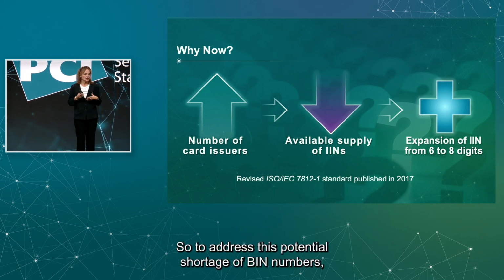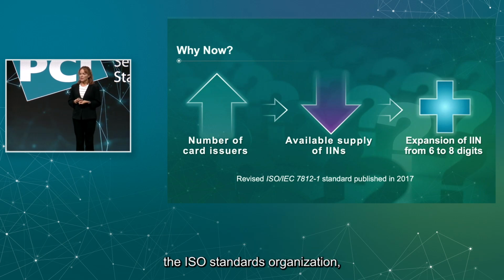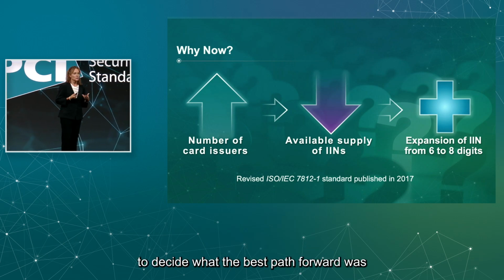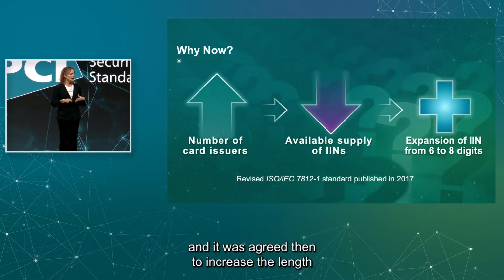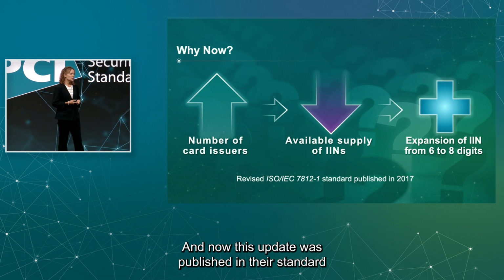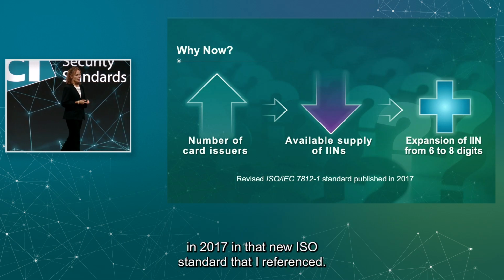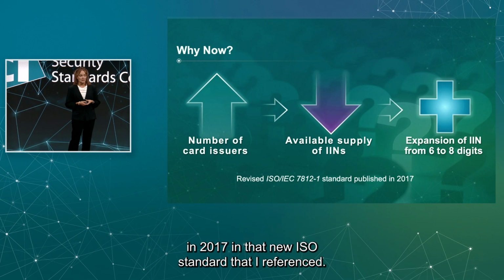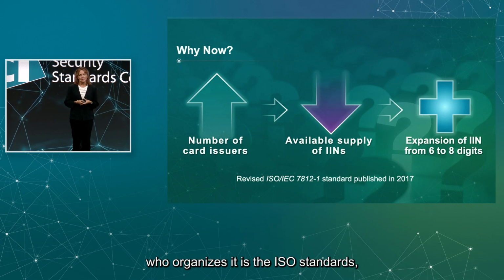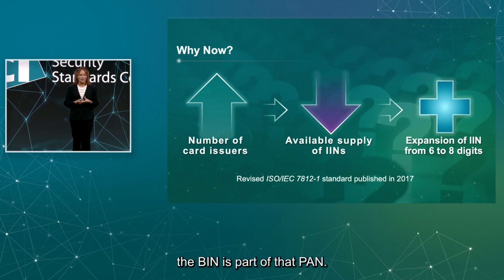So to address this potential shortage of BIN numbers, the ISO Standards Organisation convened with their industry stakeholders. They held lots of discussions to decide what the best path forward was. And it was agreed then to increase the length of the BIN from 6 to 8 digits. Now this update was published in their standard in 2017, in that new ISO standard that I referenced. And that's basically where that came from. Who organises it is the ISO standards. The BIN is part of that PAN.